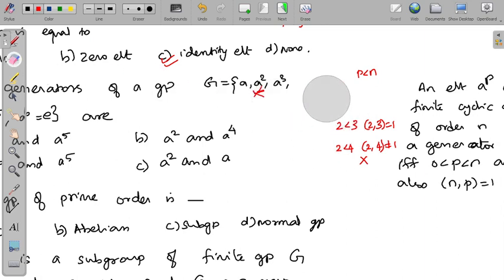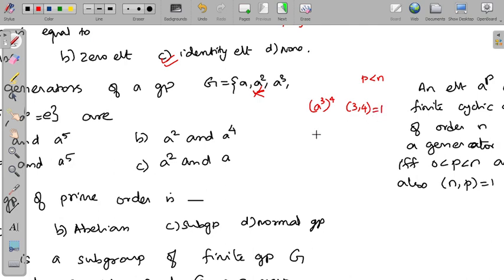Similarly, you have to take the other elements. A cube: you start with 4 because 3 couldn't be possible. The condition is P less than N, not less than or equal to. So start with 3 less than 4 and 3 comma 4 is relatively prime, and A cube with power 5, which is 3 comma 5 is equal to 1, that is relatively prime. A cube with power 6, 3 less than 6, but 3 comma 6 is not relatively prime. So A cube is not the generator. In such a way you have to check the remaining elements.